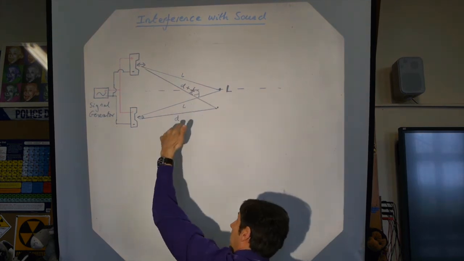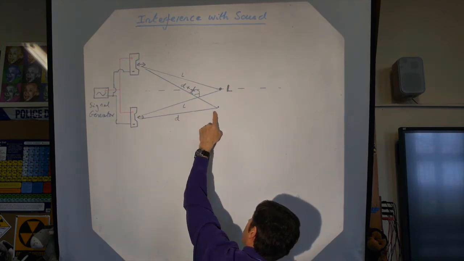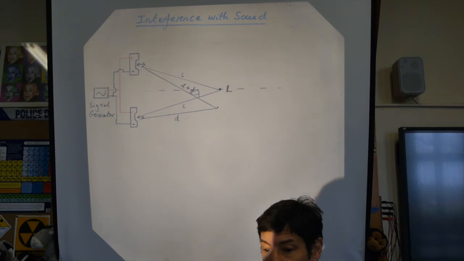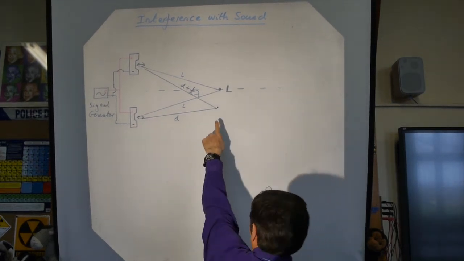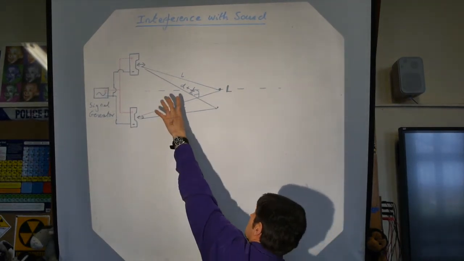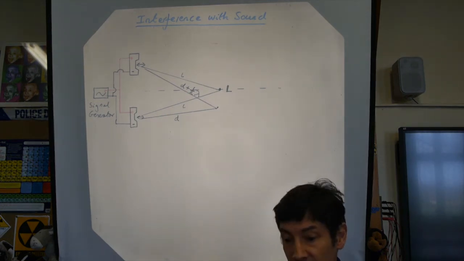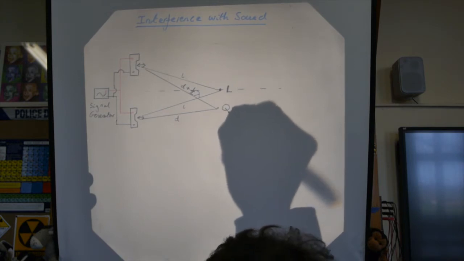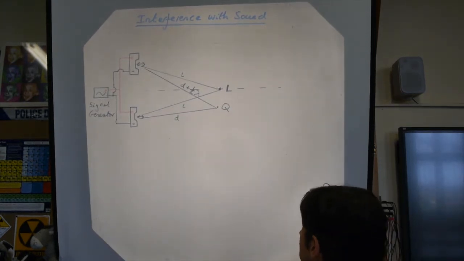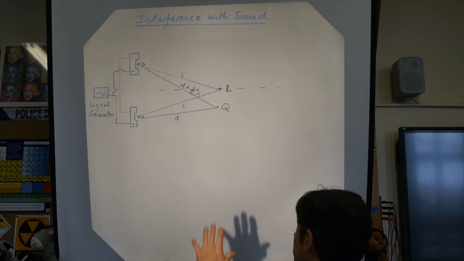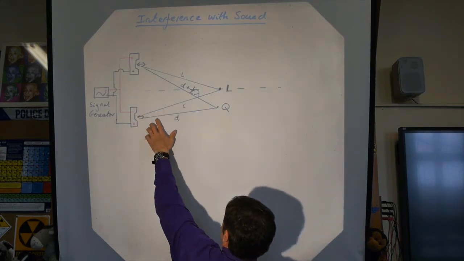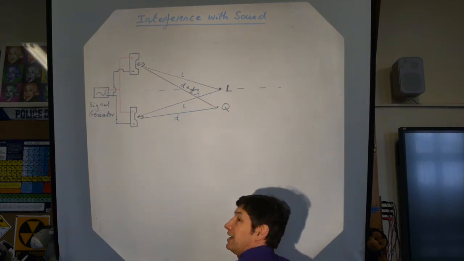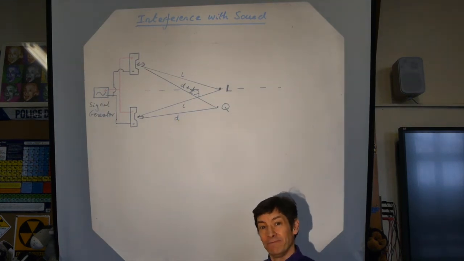And think about it the other way around. If a trough arrives from this one, half a wavelength behind will be a peak here. They'll always be out of phase. So at this point, noise cancelling, remember, the two waves will superpose, interfere with each other, and there will be no sound at all. It'll be completely quiet. And that's a special case where the path difference between these two paths is a half lambda.